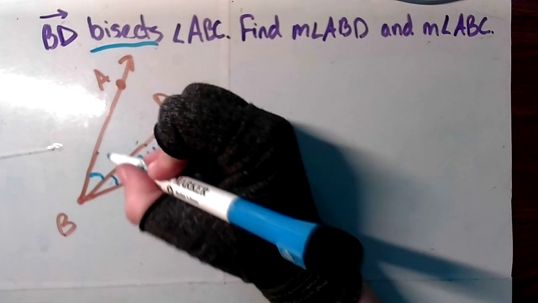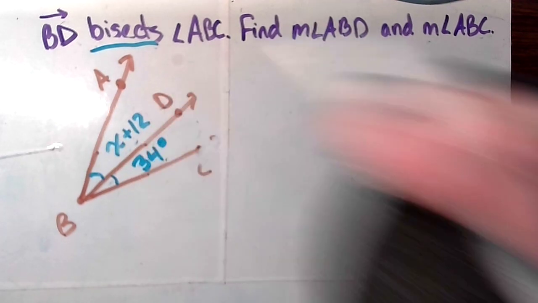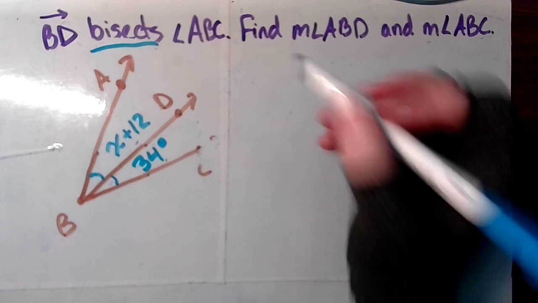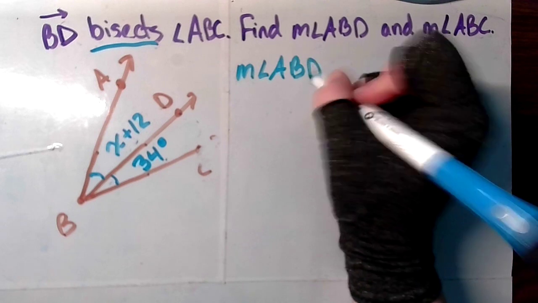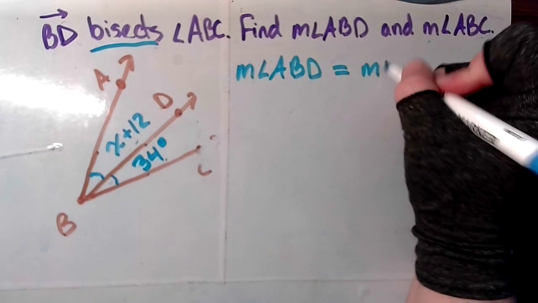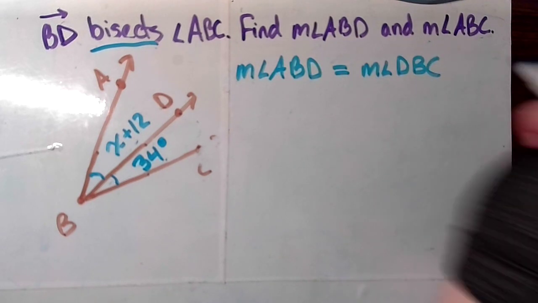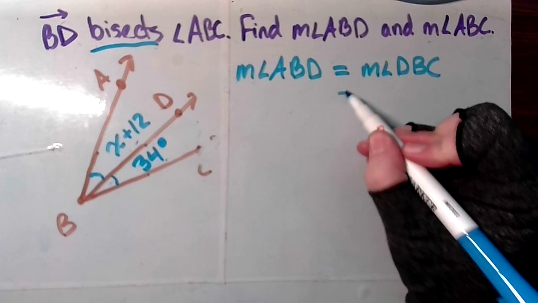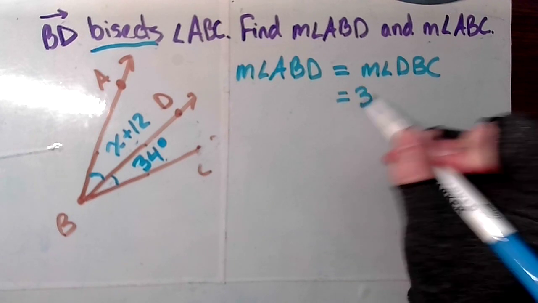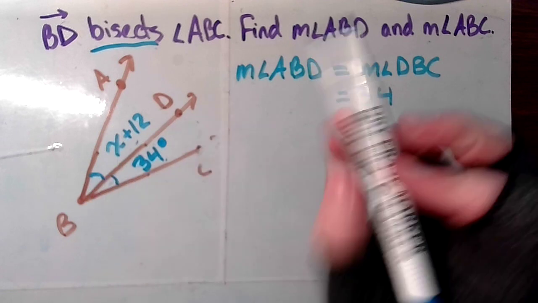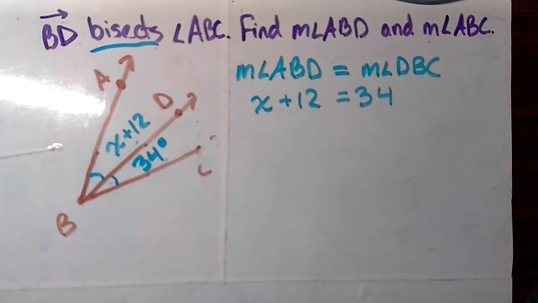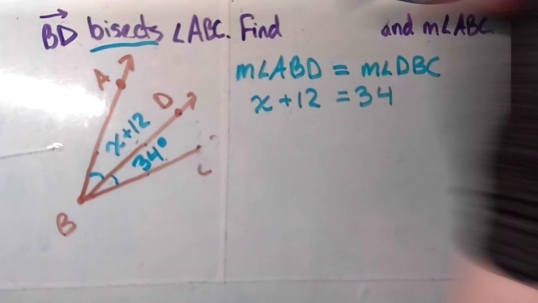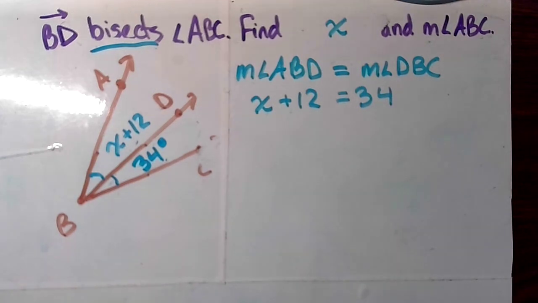So now what if ABD was x plus 12? So we still follow the same process. The measure of angle ABD equals the measure of angle DBC because they're congruent. And again, DBC is 34 degrees. And now we're told that ABD is x plus 12. So now we want to find x and ABC.